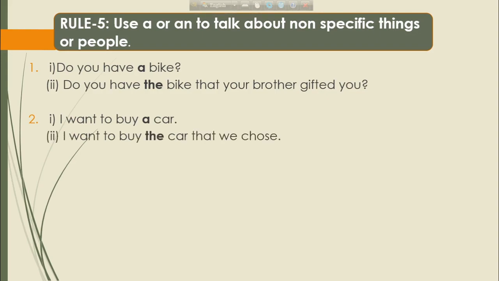So in the next example, you see that I want to buy the car that we chose. That means I went to the market and I chose one, and now I want to buy it. So here I'm talking about some specific car.